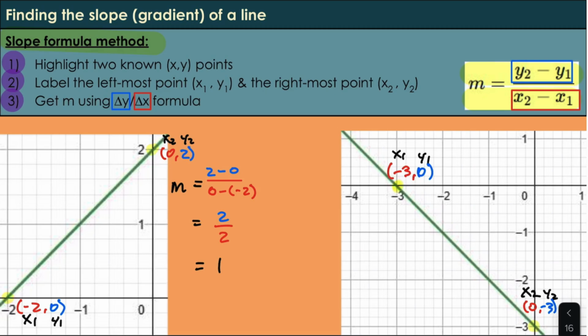Step 3, substitute into our formula. y2 was -3 minus y1, which was 0, over x2, 0, minus x1, minus 3. Do not forget the double minus there. On the top, I've got -3. On the bottom, I have +3. And a negative divided by a positive is negative, and 3 divided by 3 is 1. We have a slope value of -1.